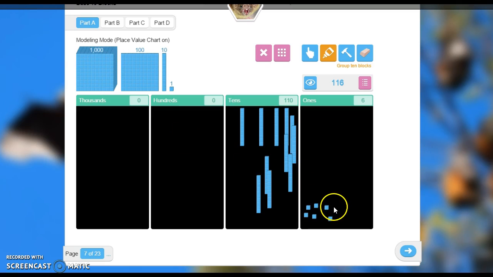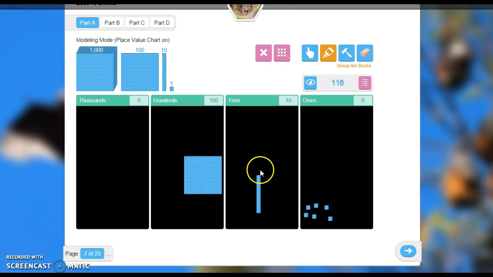Alright, so hopefully you realized that I would be able to form 11 sticks, or 11 groups of 10 here. So now my next step is to say, alright, I have 11 tens, can I make any hundreds out of these? So again, I use my tool, and I end up forming one 100.